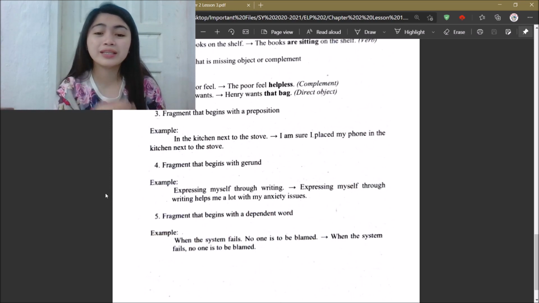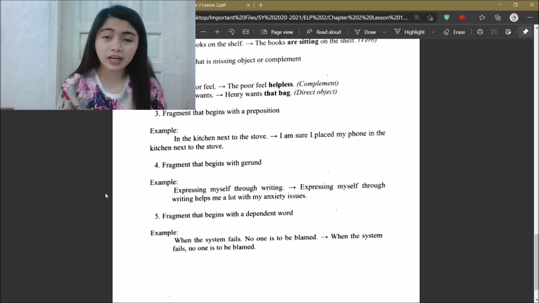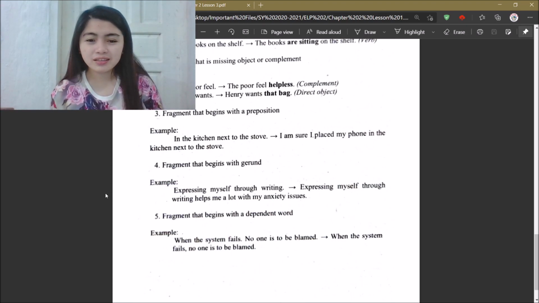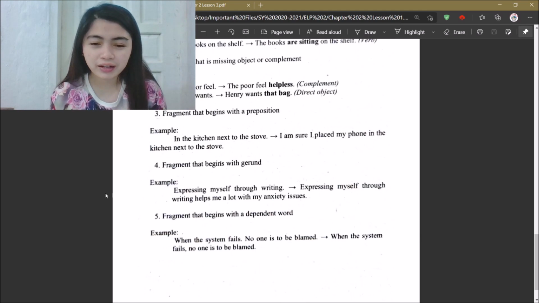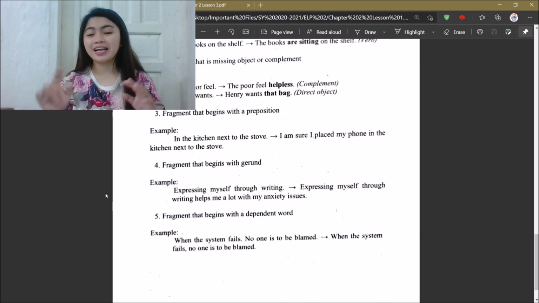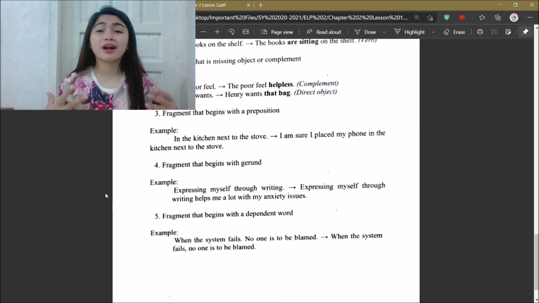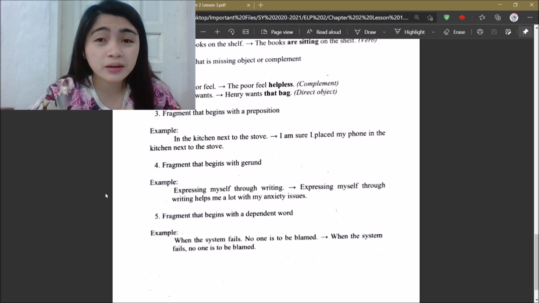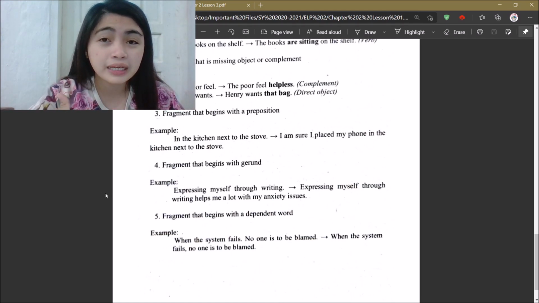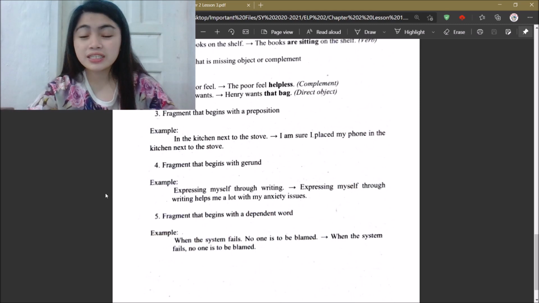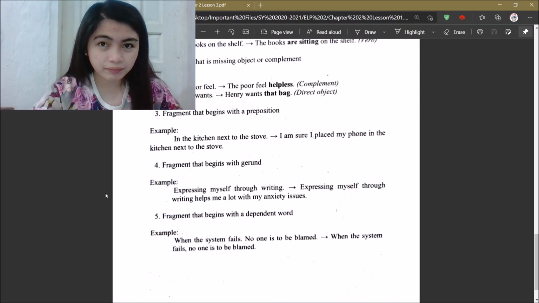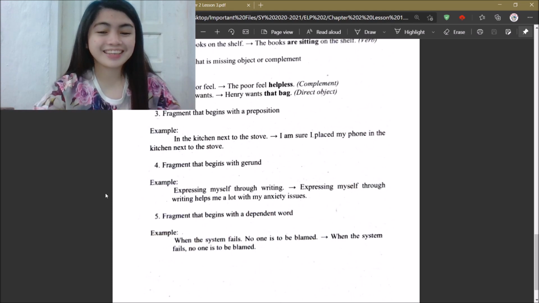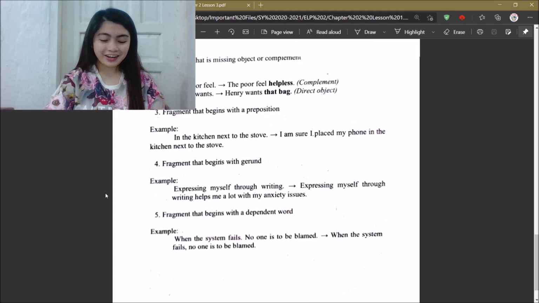So, sa example dito, when the system fails, nag-period siya. No one is to be blamed. So, when the system fails, complete thought ba yun? Hindi, di ba? So, kailangan make sure na your sentence has the five components of a complete sentence. So when the system fails, comma, no one is to be blamed.